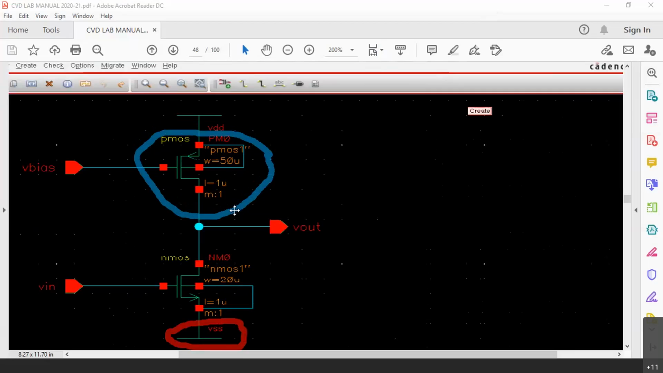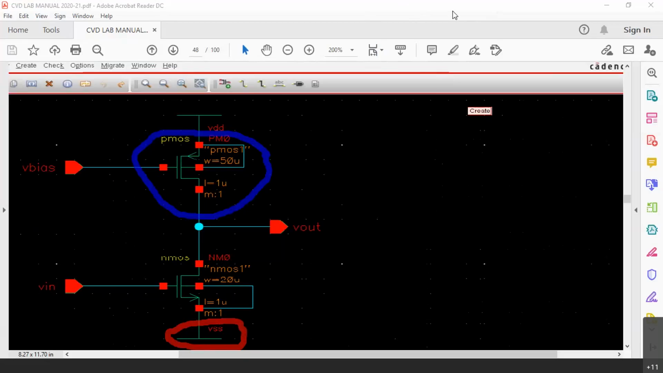Ground is zero potential. VSS, no. Source potential, I think. Yeah, VSS is connected to source here. Ground is 0 volts, but VSS is connected to source. So can it be different from 0 volts? Let me help you. Ground is 0 potential, VSS is minus VDD.